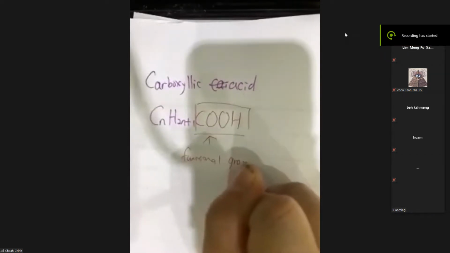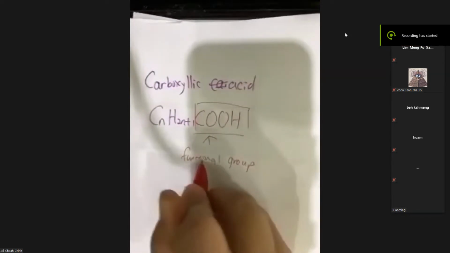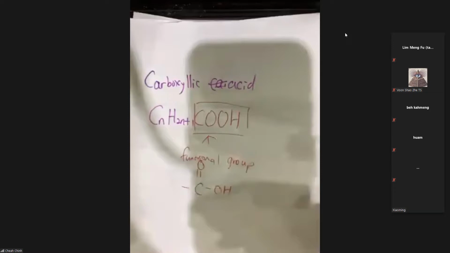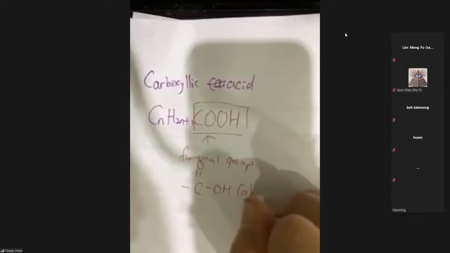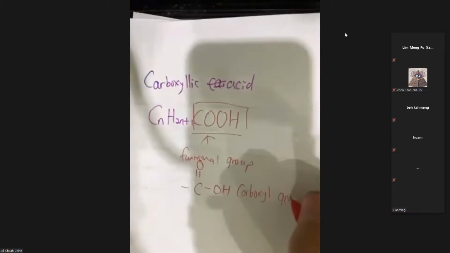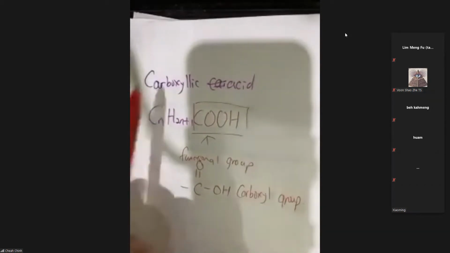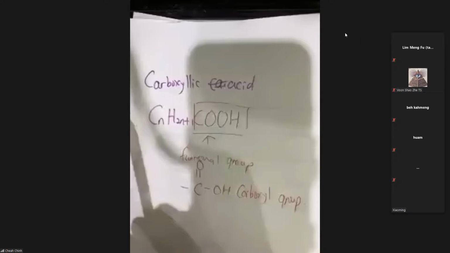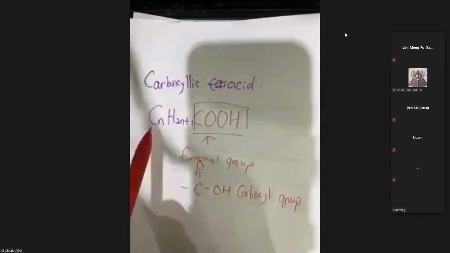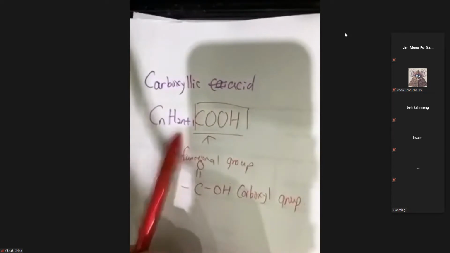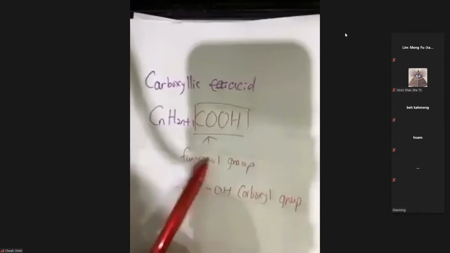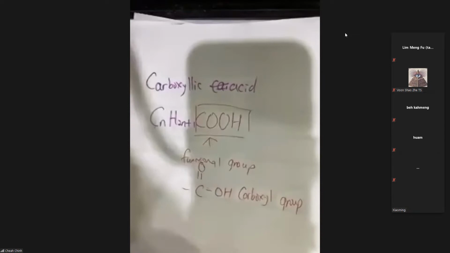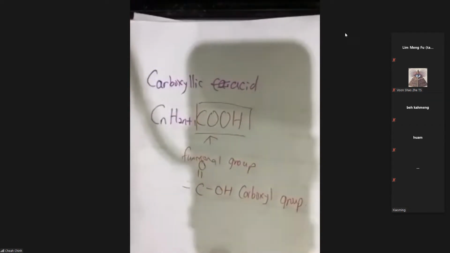Group. Okay, it's a functional group, which is like this, which in the general formula. Or if the question asks you to name it, the name is carboxyl. Okay, carboxyl group. So for carboxylic acid, the fourth homologous series we have discussed, CnH2n+1COOH, COOH is the functional group for the carboxylic acid, and we name it as carboxyl group.